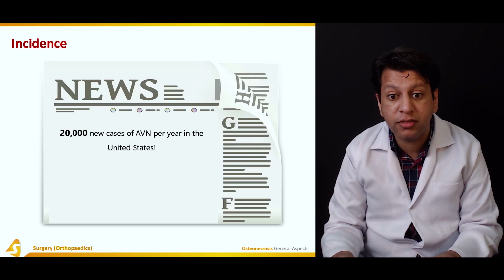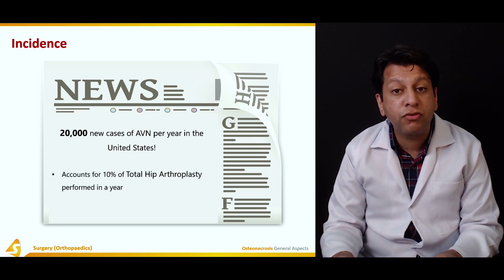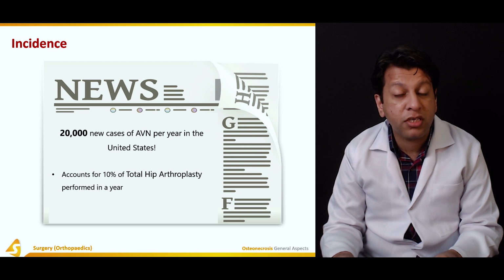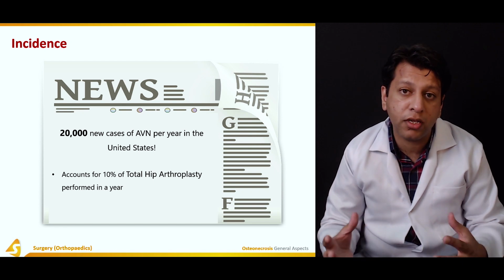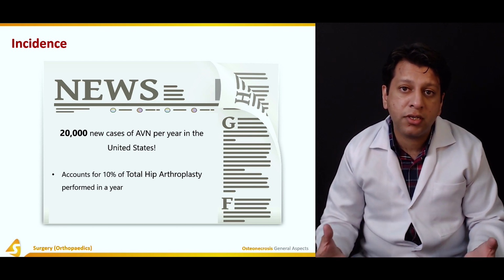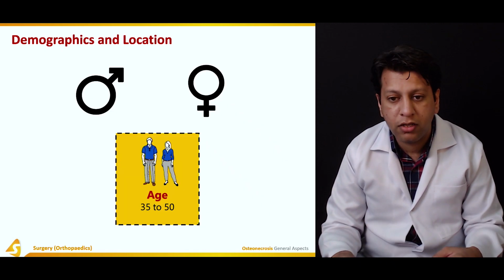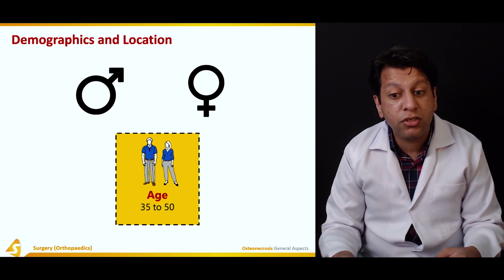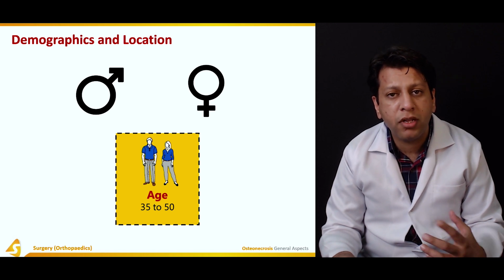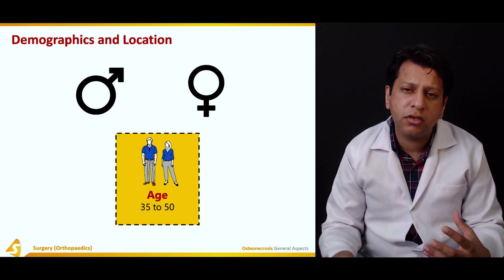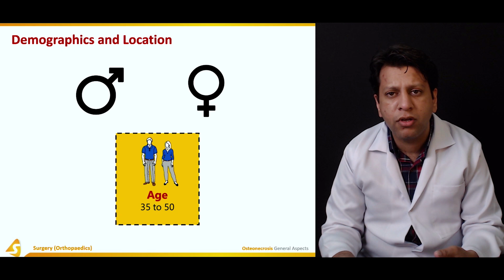So now coming to the incidence, there are 20,000 new cases of AVN per year in the United States, accounting for about 10% of the total hip arthroplasties performed in a year. So AVN of the hip is a very important phenomenon, because economically, total hip replacement is a quite large amount, and a large share of total hip replacements is done due to AVN of the hip. Coming to the demographics, it's mainly between 35 and 50, and males are more commonly affected than females. Depending upon the trauma, traumatically, males have an increased tendency compared to females.